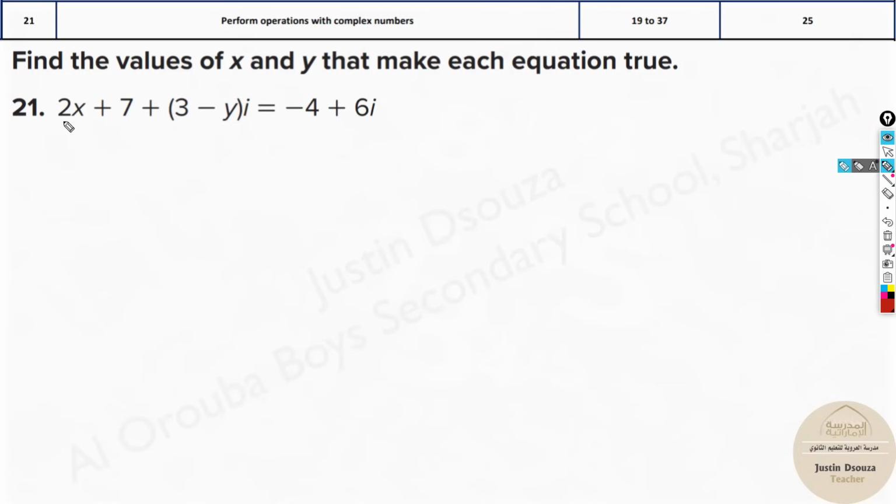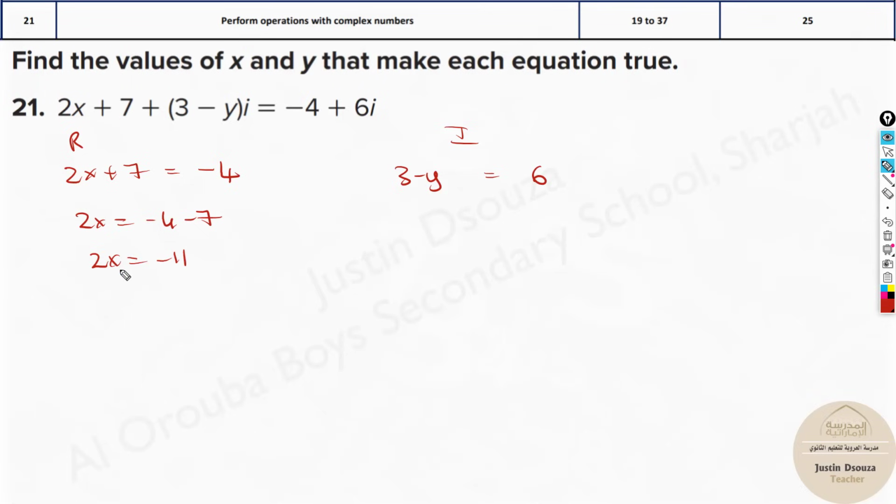Now over here, the real part is 2x plus 7, that is equal to minus 4 on the right side, whereas the imaginary part, the coefficient, is 3 minus y equals 6. Now we have to solve it. Take the 7 to the other side. It will be 2x is equal to negative 4 minus 7. 2x will be equal to negative 11.